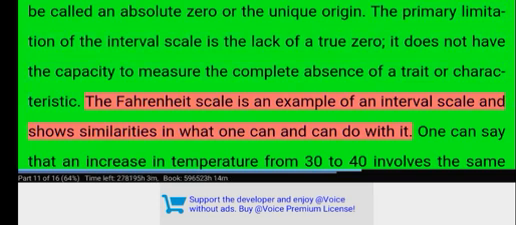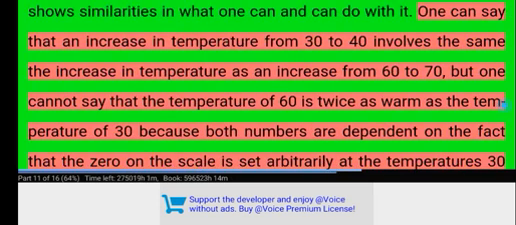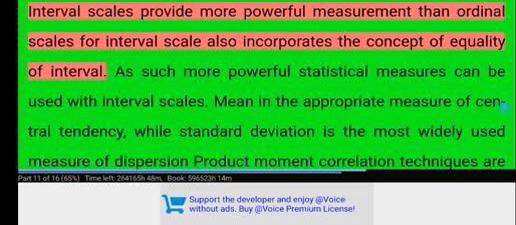The Fahrenheit scale is an example of an interval scale and shows similarities in what one can and cannot do with it. One can say that an increase in temperature from 30 to 40 involves the same increase as an increase from 60 to 70, but one cannot say that the temperature of 60 is twice as warm as the temperature of 30, because both numbers depend on the fact that the zero on the scale is set arbitrarily. The temperatures 30 and 60 mean nothing because zero is an arbitrary point.